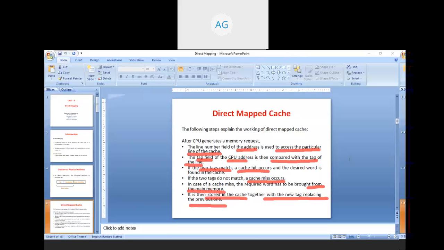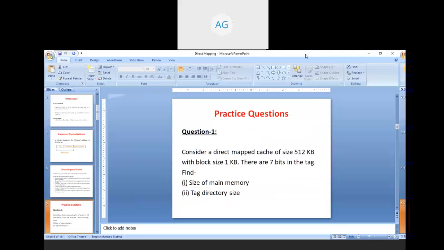All of you note that formula. Okay. So moving to the numerical part, just pay attention here. So the question one. Here you can see that a question is given to you. Consider a direct mapped cache. Here you can see the word they are giving you: direct mapped cache. So you need to apply the direct mapping formula here.